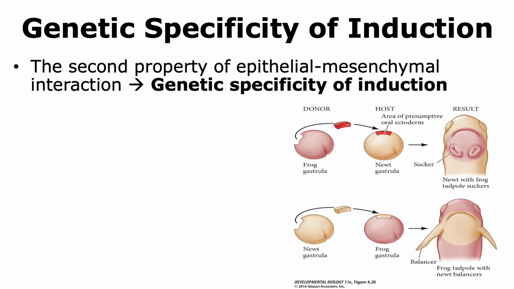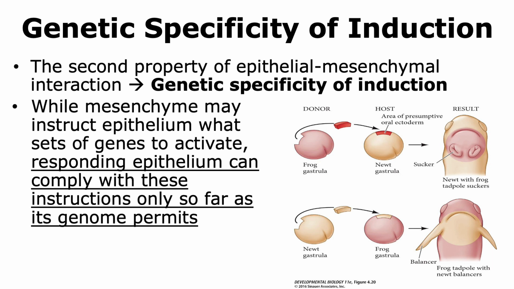Another property of the epithelial mesenchymal interactions is genetic specificity of induction. So in this scenario, what we're going to see is while the mesenchyme may instruct the epithelium as to what sets of genes to activate and what kind of structures to form, the responding epithelium can comply with these instructions only so far as its genome permits. So in order to understand this concept, let's look at the figure.